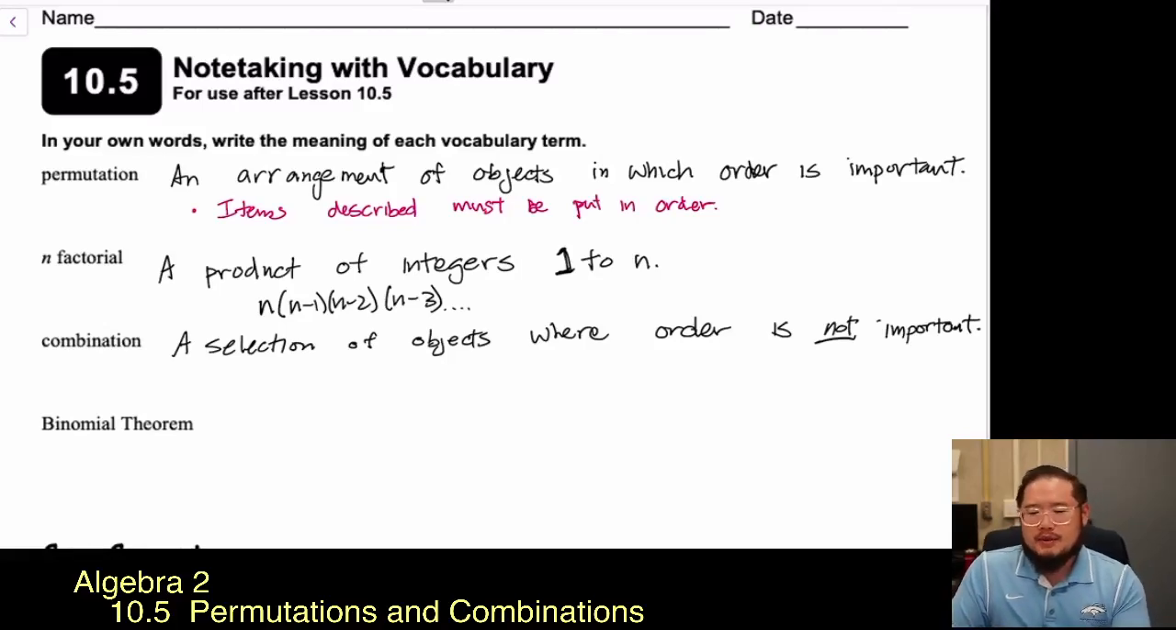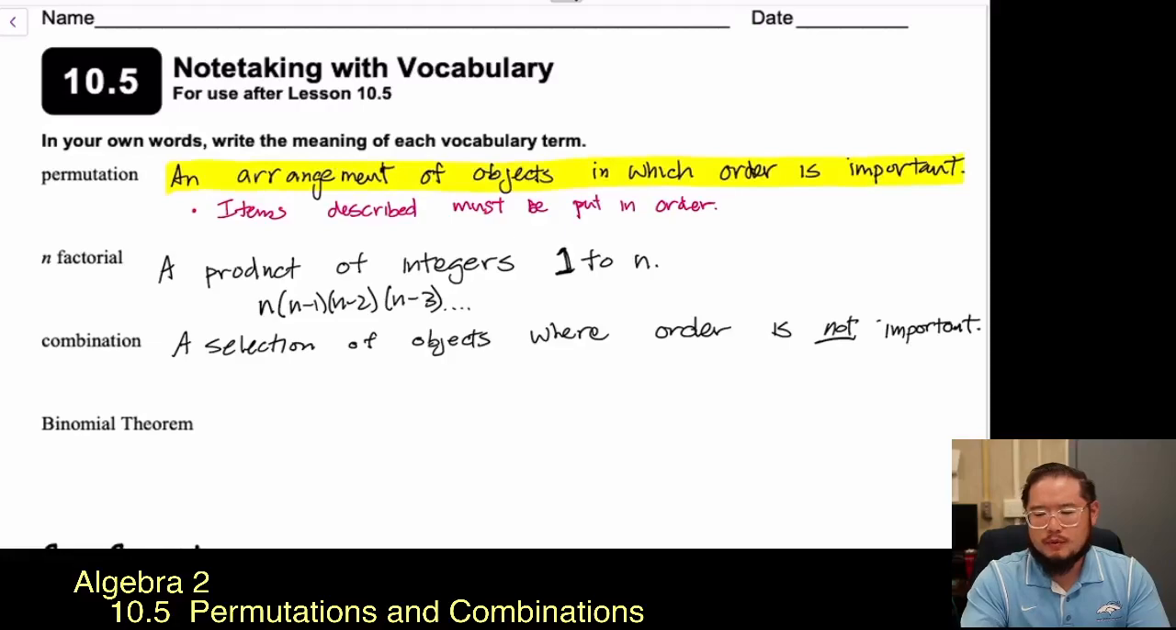The first type that we'll look at right here happens to be that of a permutation. Specifically, a permutation is an arrangement of objects in which order is important. So one of the key things to realize when figuring out if the question is a permutation problem is there is talk of order or arranging your items.